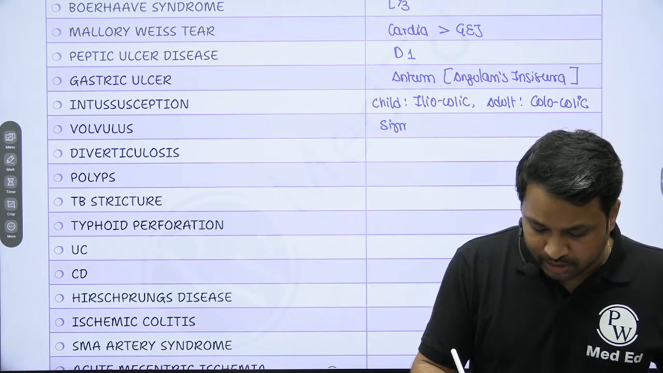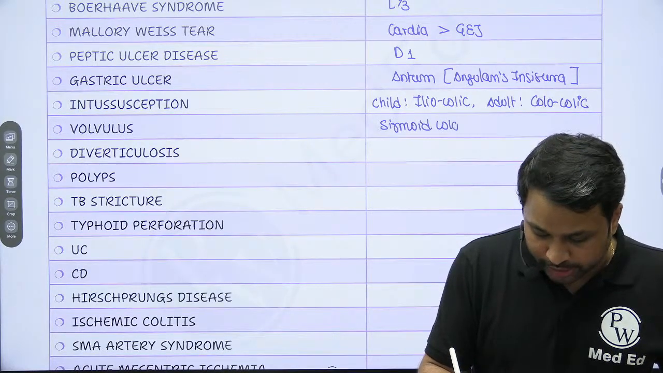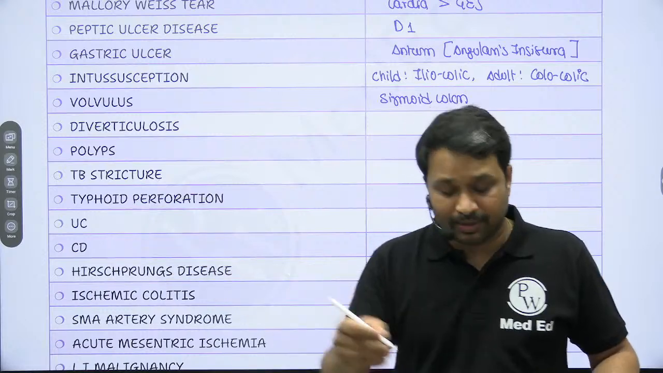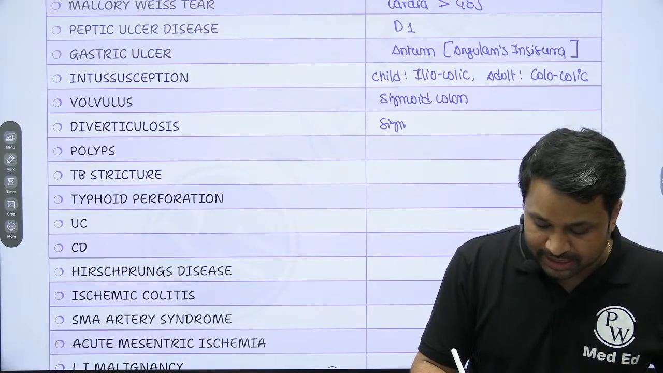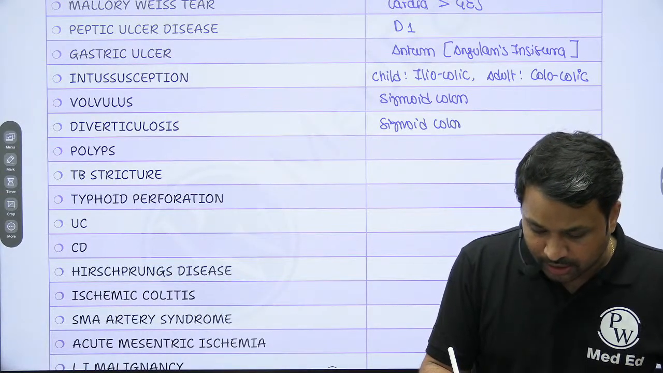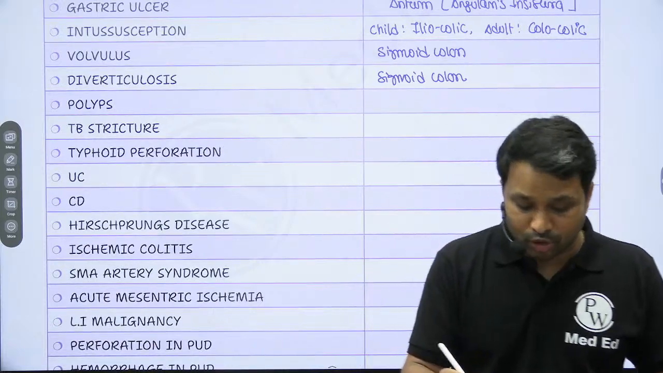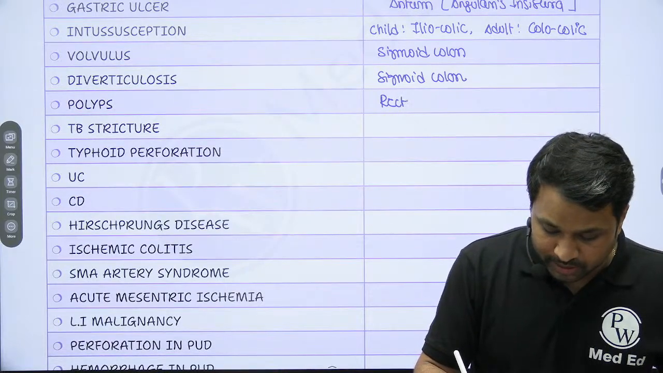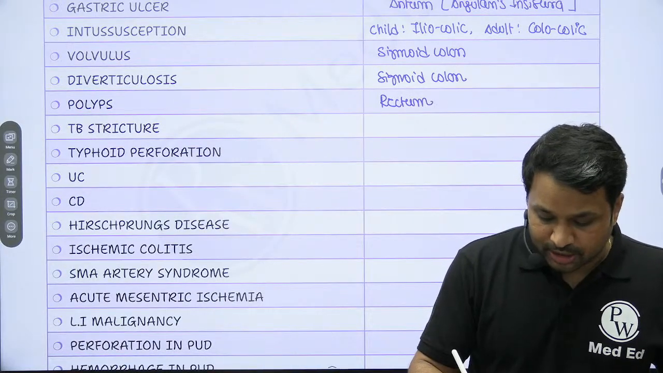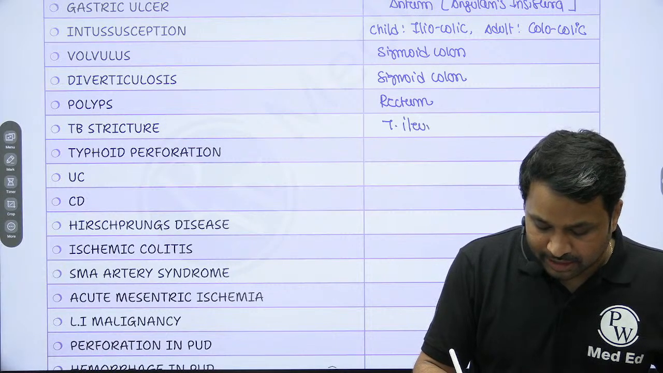Now, volvulus का most common site कौन सा है? It is going to be your sigmoid colon. If they ask you diverticulosis का most common site कौन सा है? The narrowest portion in the entire large intestine is sigmoid colon. So answer still remains a sigmoid colon. Polyps का most common site overall कहाँ पे है? It is going to be rectum. TB stricture का most common site कहाँ मिलेगा? It is going to be terminal ileum.